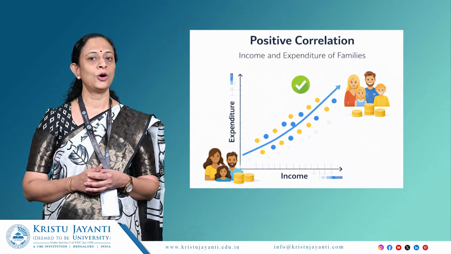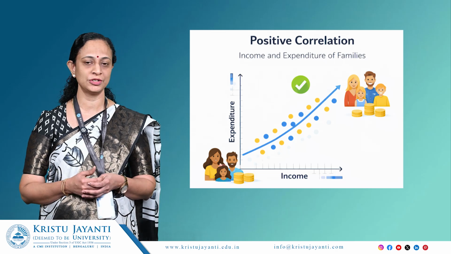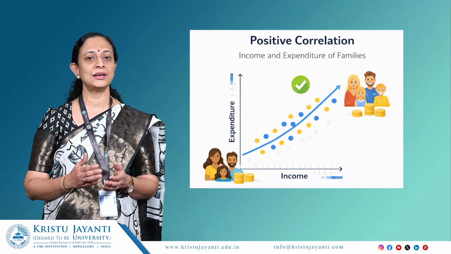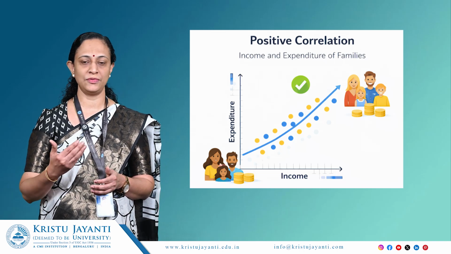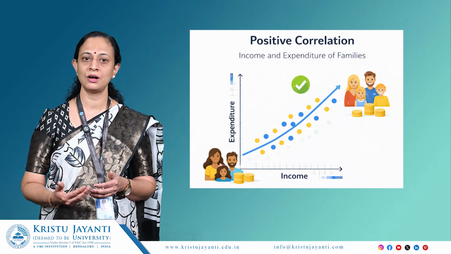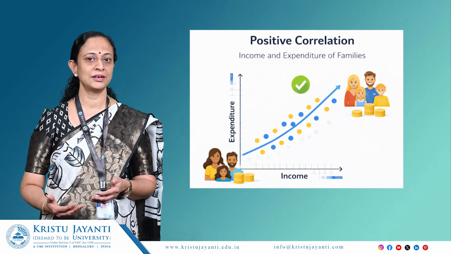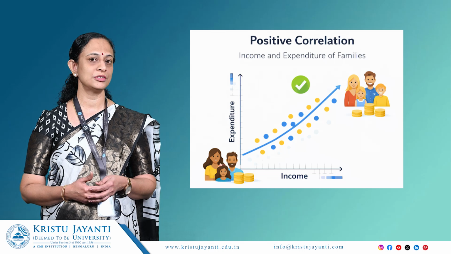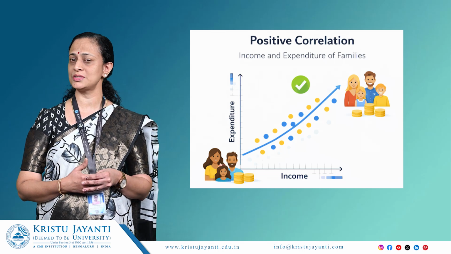Number one, positive correlation. So what is positive correlation? If the variables vary in the same direction, that means an increase in one variable results in an increase in the other variable, or a decrease in one variable results in a decrease in the other variable, then the correlation is said to be positive. Can you think of an example, students?